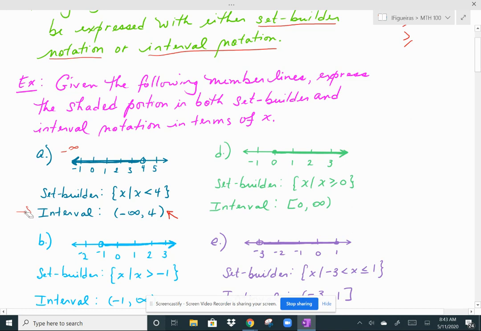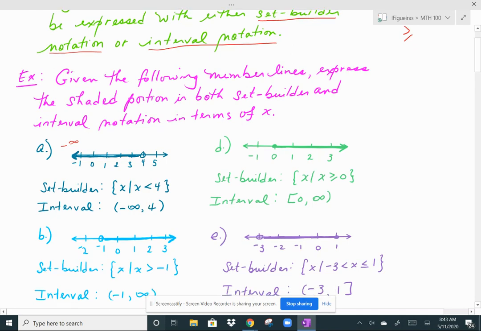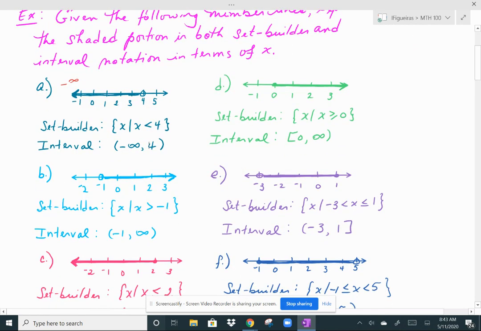Okay, so let's move on to B. So in part B, this blue line, we are shading to the right. So this looks like we want all numbers greater than -1, but again, not including -1 because of the open circle. So with set builder notation, it's the set of all x such that x is greater than -1.